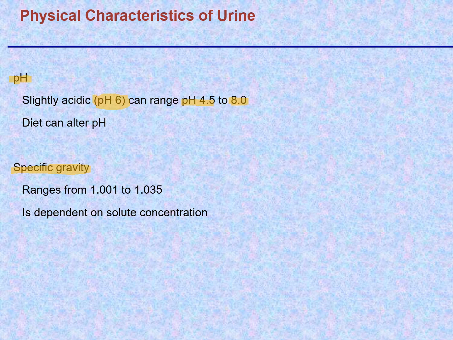I would remind you that the specific gravity of a solution is the density of that solution divided by the density of water at standard temperature and pressure. Now, the density of water at standard temperature and pressure is equal to 1 gram per milliliter. And the density of a fluid depends on how many solutes are dissolved in it.